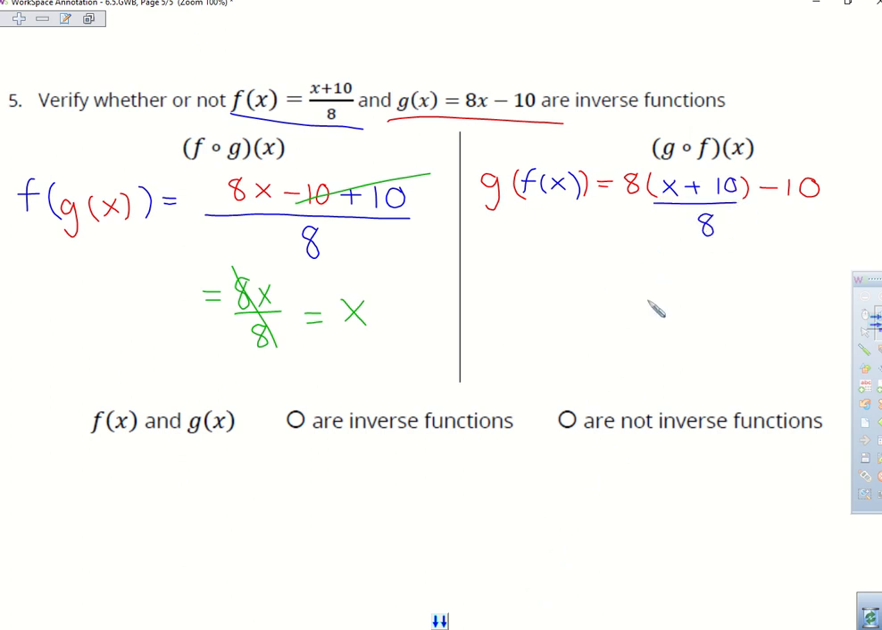We had a few that weren't. What's going to happen with the 8s? Cancel. x plus 10 minus 10? And the 10 cancels with the x. So are they inverses? Yes.